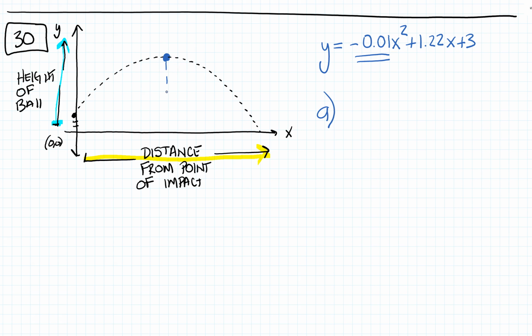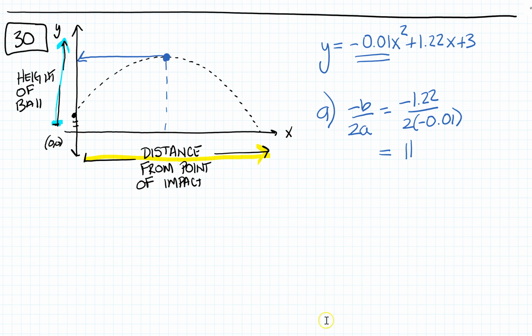So again, you guys, all we're doing is looking for the vertex. I'm going to take negative b divided by 2a, and I'm going to get negative 1.22 divided by 2 times negative 0.01. When you plug this into the calculator, you should get 11.